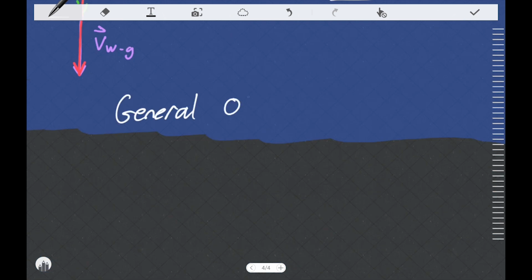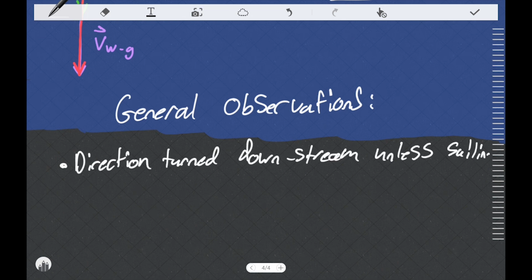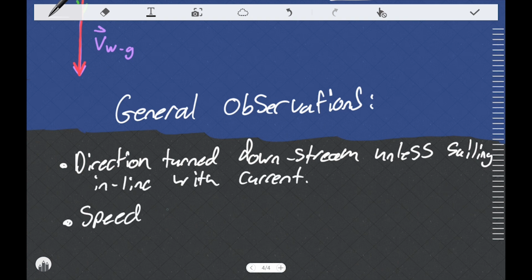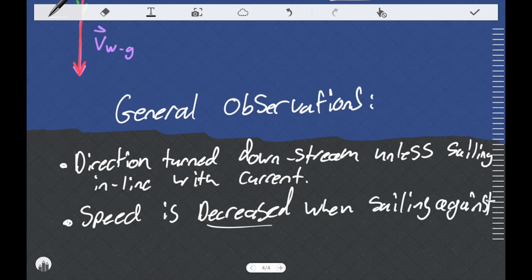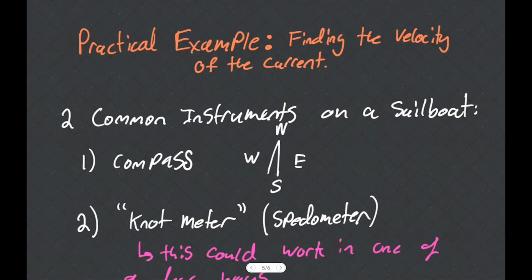So if we were to generalize these observations across all of those four examples, we could say that the direction that the boat will travel is turned downstream unless you're sailing directly in line with the current. We could also say that the speed of the boat with respect to the ground is decreased when sailing against, and it's increased when sailing with the current.